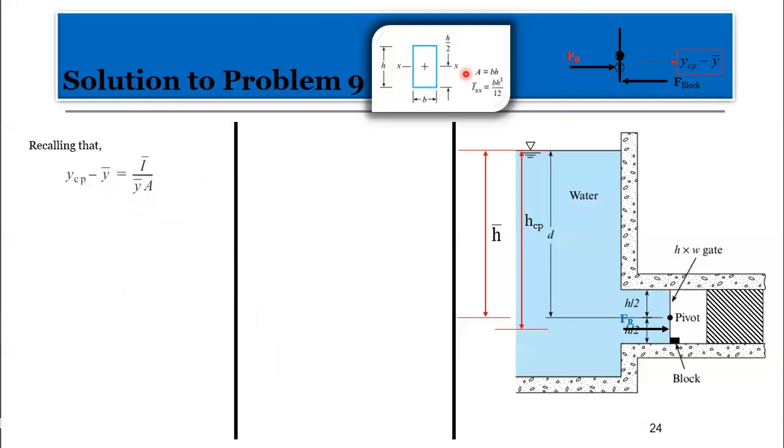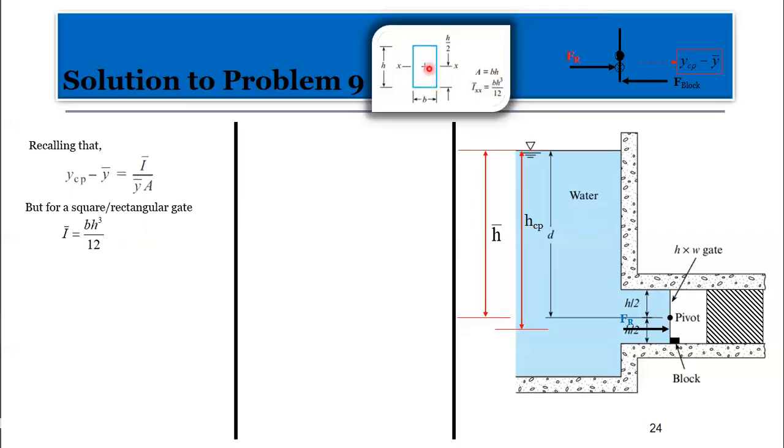And remember, with the rectangular face, we have it this way. And remember, it's a square, so B and H, they are the same. So I bar is simply what? BH cube all over 12, right? So, but for a square or a rectangular gate, I bar is this. So this implies that.